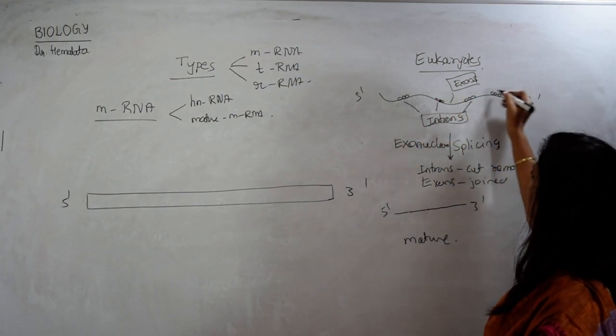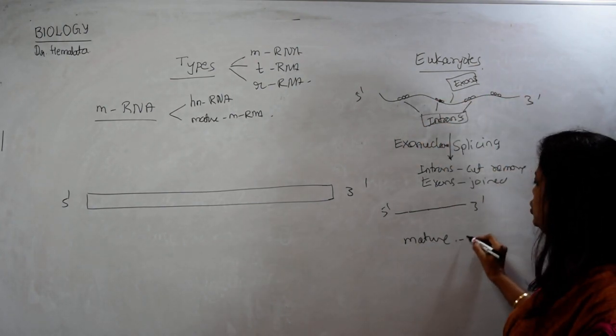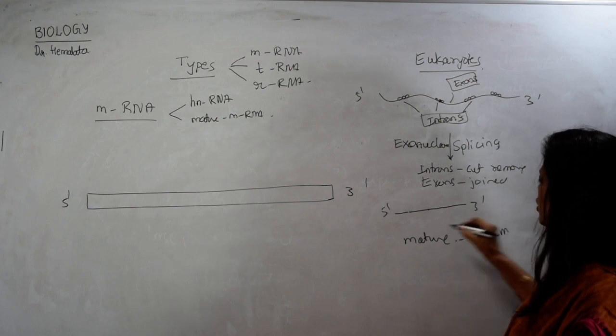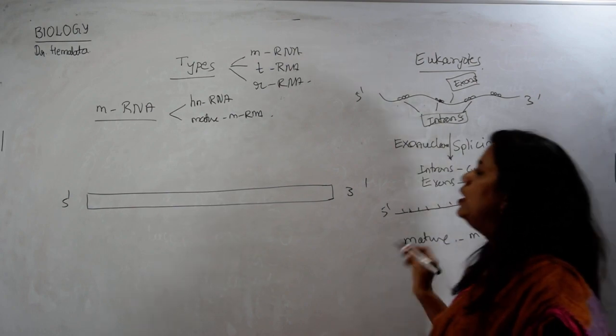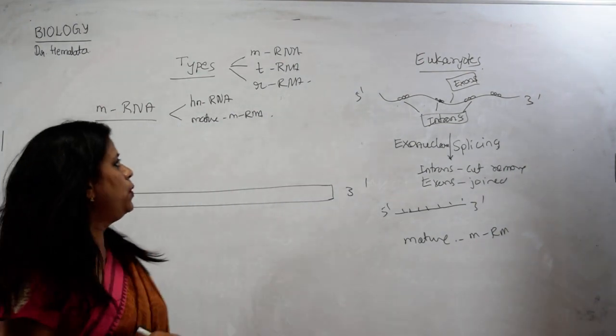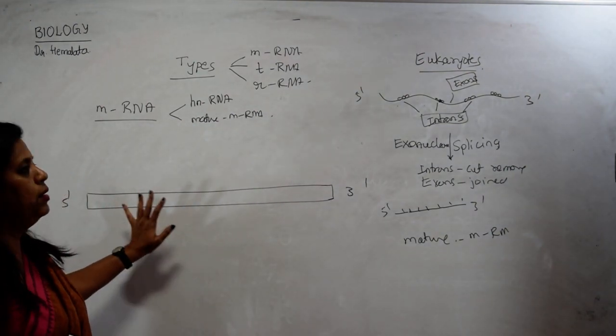Before that, as it has so many things, this is called the hnRNA. This is a mature mRNA, ready to undergo translation, okay? That's about the eukaryote. But in prokaryotes, you have regular mRNA, what I am writing.